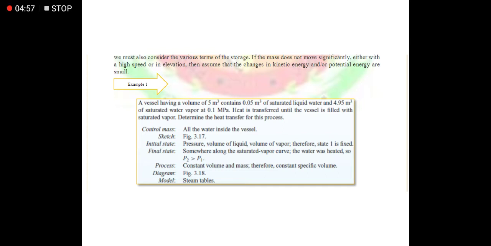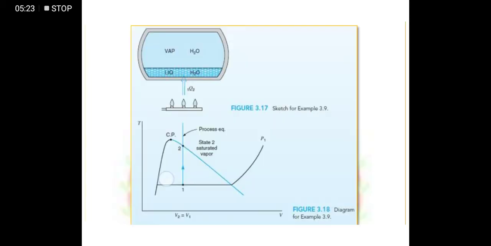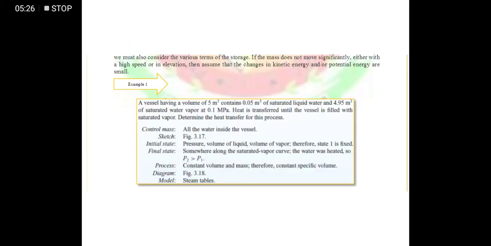The water was heated, so therefore the pressure at state 2 is much greater than P1. Siyempre, the process we have here is constant volume and mass, therefore constant specific volume. Constant yung volume natin kasi vessel yung ginamit na nilalagyan ng water. Pag sinabi mong vessel, hindi na siya nagbabago. Then the diagram, ito yung diagram natin, 3.18. Then the model is the steam table. Steam table pa rin tayo kasi we are talking about water.